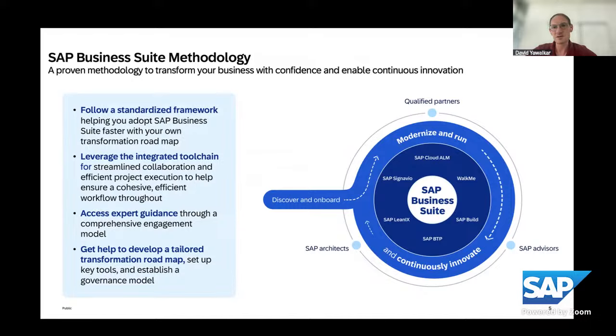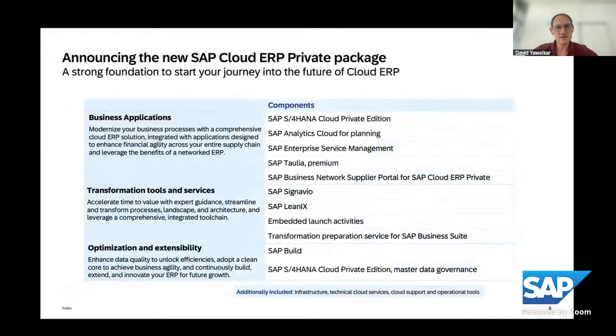And our tools and services like Signavio, LeanIX, but also the Business Technology Platform will help you to make the right choices in your transformation journey. That's why the tool chain is tremendously important, and you'll also see this reflected in the package that I'm showing you now. So what does the package consist of?